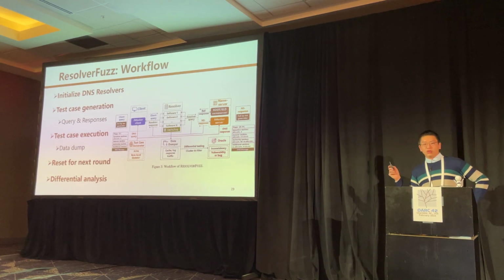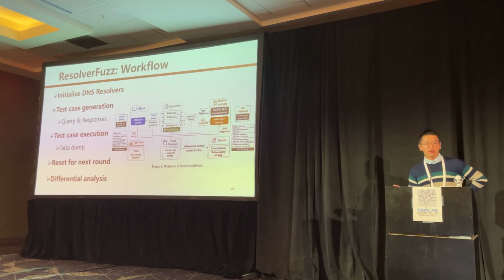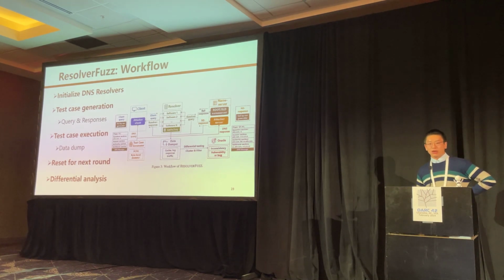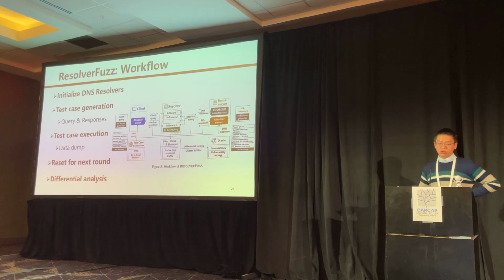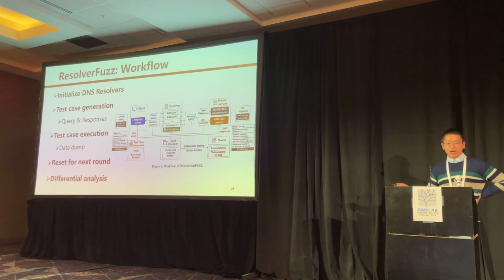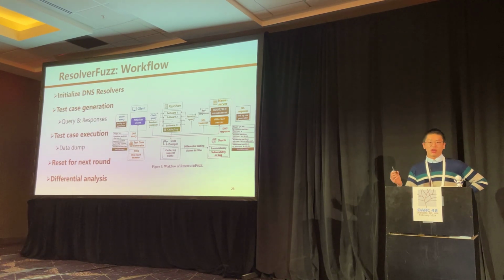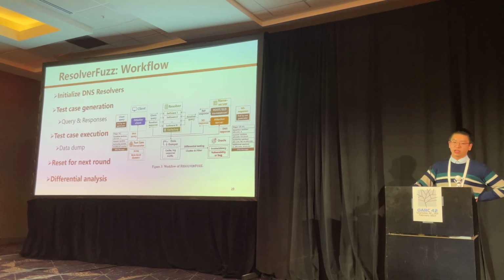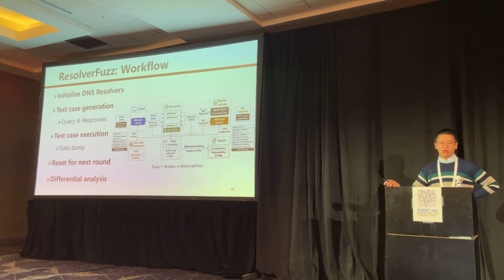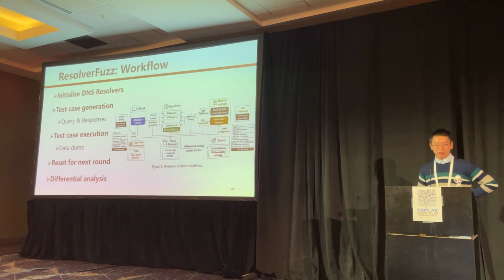So finally we got the ResolverFuzz workflow. We first initialize all the DNS resolvers, and then we do the test case generation using the query and response. And then during the test case execution, the testing, we will do the data dump with those data I mentioned before. And after we collect all the data, or we have a preset timeout, 5 seconds, when it is done, we just reset all the resolvers, clients, and the name servers for the next round. And after we collect all the data, we do the differential analysis.